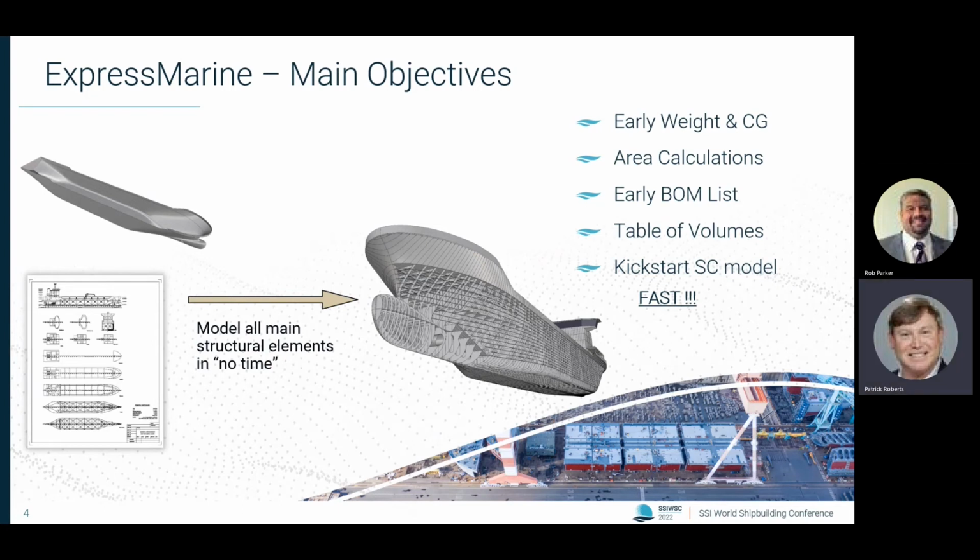because it's a really rapid way of modeling. But if you start out with a hull shape and general arrangement, if you don't have a GA, you don't need it, but it's an advantage if you have it. And then you model all main structural elements in no time. When I say main structural elements, it means that we don't pay too much attention to details. That can be done later, for example, in ShipConstructor.